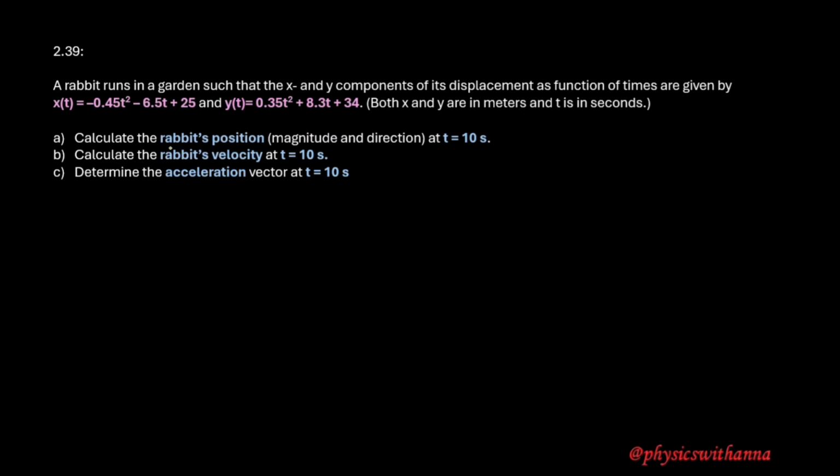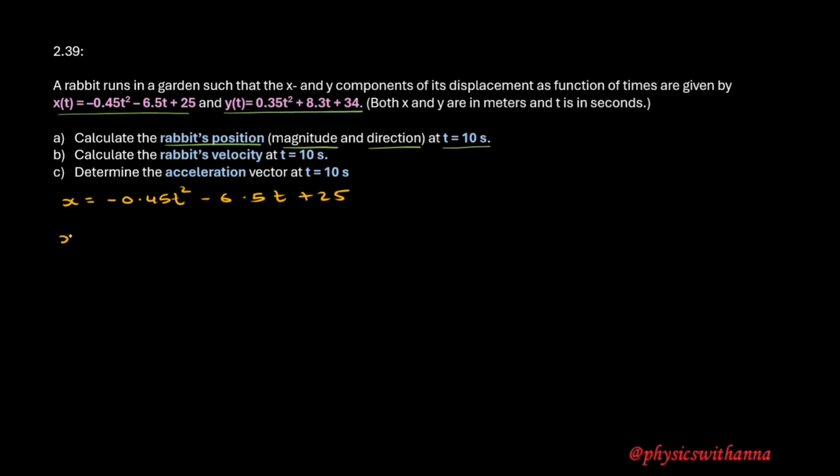The first part of the question wants us to find the rabbit's position. Here they have given you the position functions x and y, and we need to find its position, both magnitude and direction, at t equals 10 seconds. So let us calculate the value of x and y at t equals 10 seconds, and then we will find the magnitude and direction. The x component of the position function is negative 0.45 t squared minus 6.5 t plus 25.